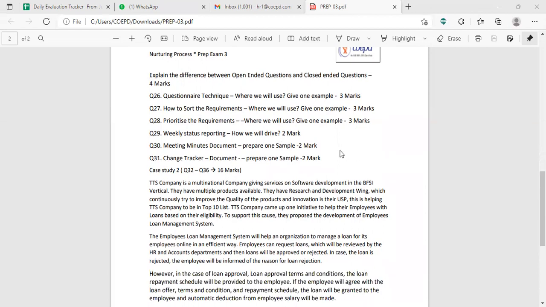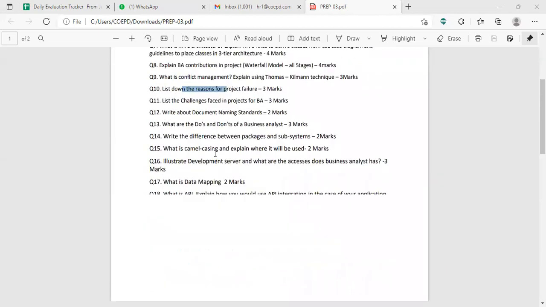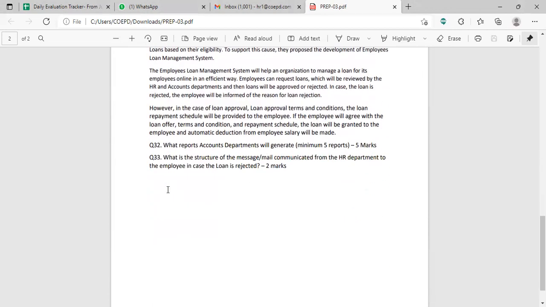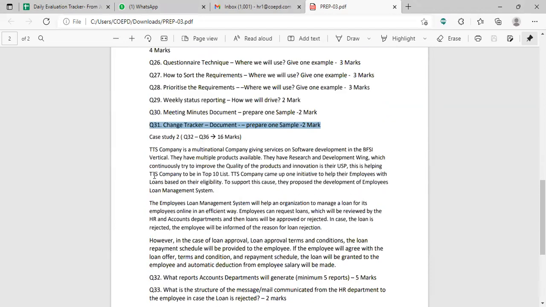So guys, for the samples that are not available in the workshop, please use your intelligence and the lessons you have learned in the workshop, and then you can prepare the samples. Okay. So I'm assuming that we are very clear with question number 31. Till 31, it is all clear. So now let's get into the question numbers 32 to 36.